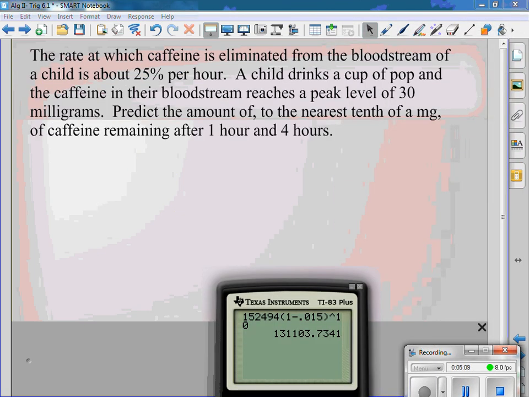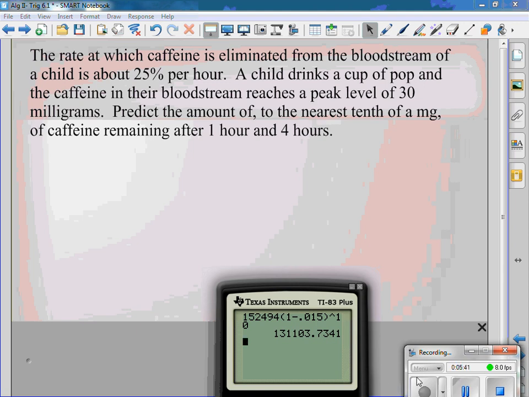The rate at which caffeine is eliminated from the bloodstream of a child is about 25% per hour. So you drink that can of pop or that cup of coffee. After an hour, 25% of that caffeine is out of your bloodstream. A child drinks a cup of pop and the caffeine in their bloodstream reaches a peak level of 30 milligrams. Predict the amount to the nearest tenth of a milligram, the caffeine remaining after 1 and then 4 hours.